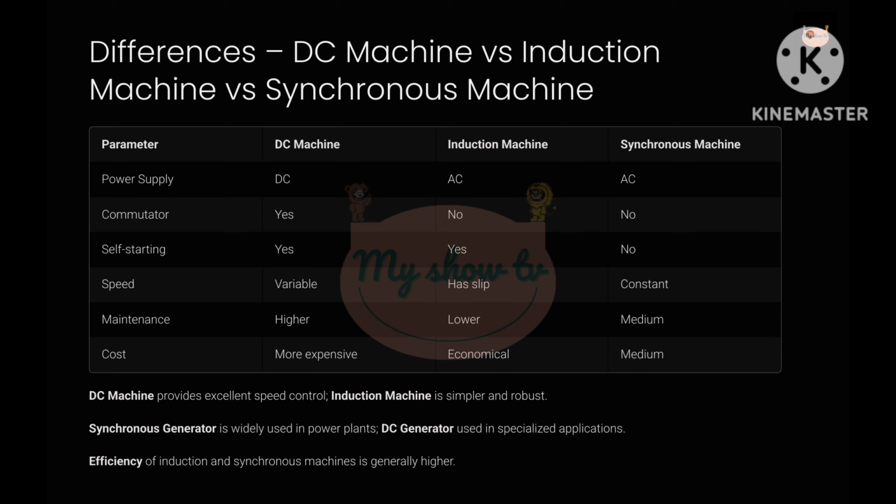6. Applications. Synchronous generators are standard in power stations. DC generators are used in labs or specific control systems. 7. Maintenance. DC machines require more maintenance due to commutator and brushes. 8. Efficiency. AC machines, especially induction, are generally more efficient. 9. Cost. DC machines are costlier due to more complex construction. This slide gives a clear comparative understanding useful in real-life selection of machines.